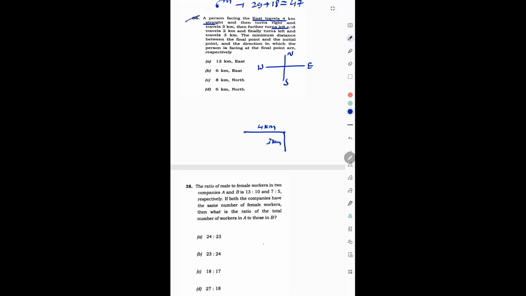Then he further turns left and travels 2 kilometers. From this left side it is here, so 2 kilometers travelled. And finally he turns left and travels 3 kilometers. So again he comes to the same position line. This is 3 kilometers.